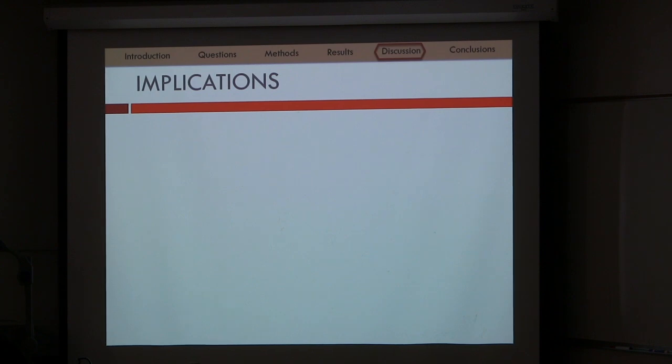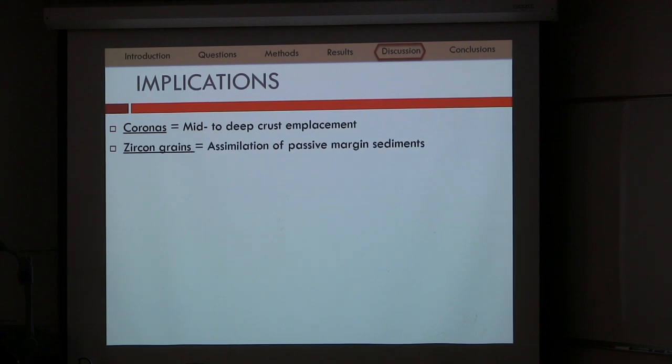Okay, and so putting all of these results together, what do they mean? So coronas imply that we had an emplacement of our mafic magma in the mid to deep crust. Zircon grains mean we must have assimilated some passive margin sediment, at least in one of those samples. Our isotopes suggest enrichment. This could be in the crust, it could be in the mantle.